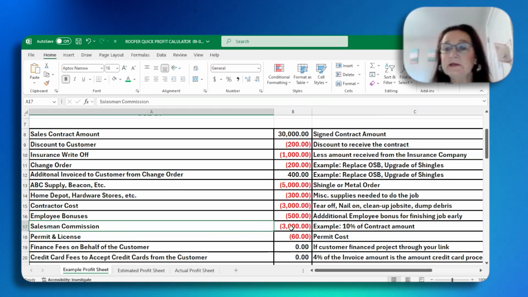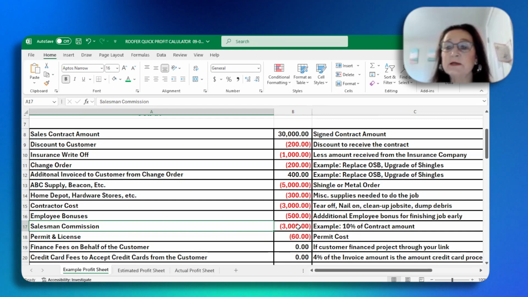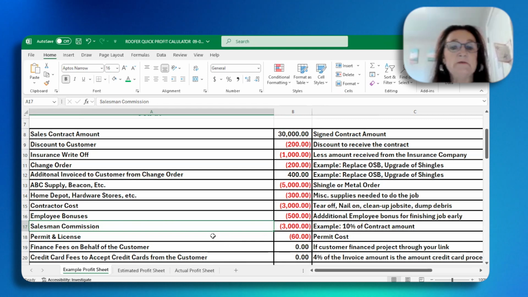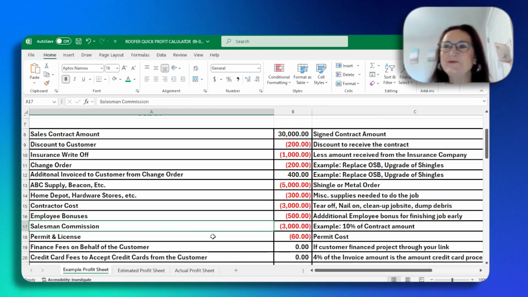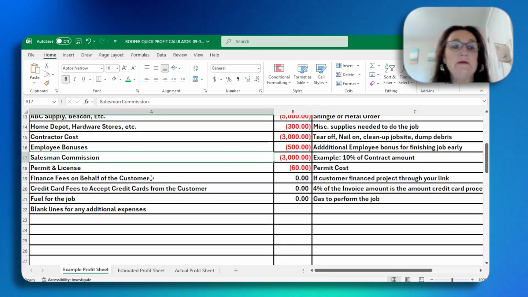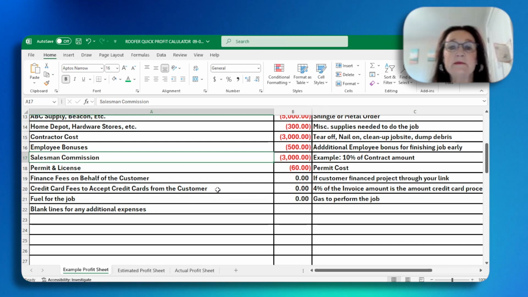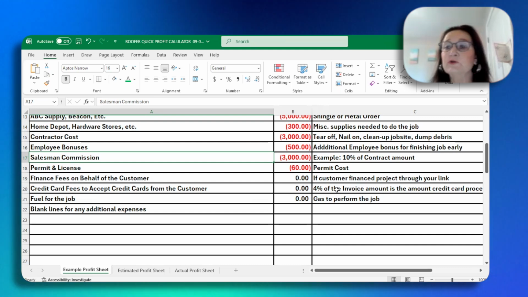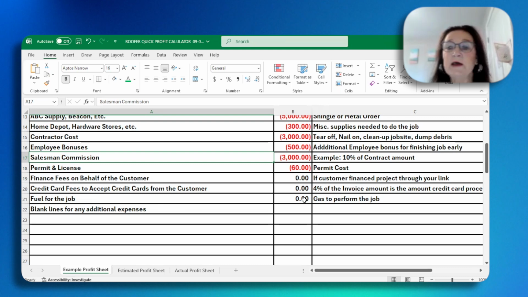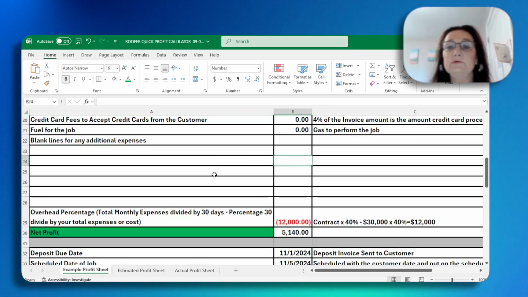Okay. And then any salesman commission here, I've just did 10% of our $30,000 contractor price. And so that's what the salesman would receive after the job is complete and we've received our money. Okay. Permit and license costs, that's where that would go. If you have any finance fees that you're paying on behalf of the customer, it would go here. When you accept credit cards, the credit card companies will charge you 3 to 5%. I figured it at 4%. Fuel on the job, you can put that. And then I've left about 6 or 7 blank lines here. If you had any additional things, then you can put those in as well.